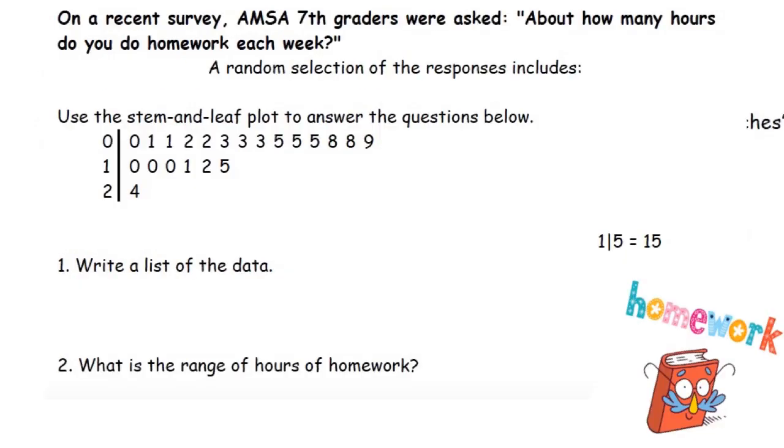All right, here's our last problem for the day. On a recent survey, AMSA 7th graders were asked about how many hours they do homework each week. A random selection of the responses includes, and here we have a stem and leaf plot. So these are all of the stems, 0 to 9 hours, 10 to 19, and 20 to 29. So 0s, 10s, 20s. First thing it says, write a list of the data. So there's kind of a lot of numbers, so leave yourself a little bit of space, but why don't I pause and have you guys write out the list in order.